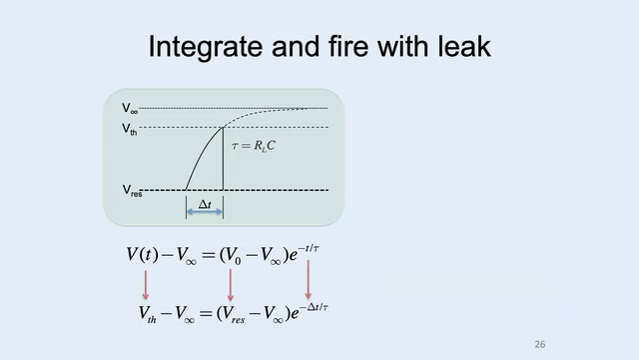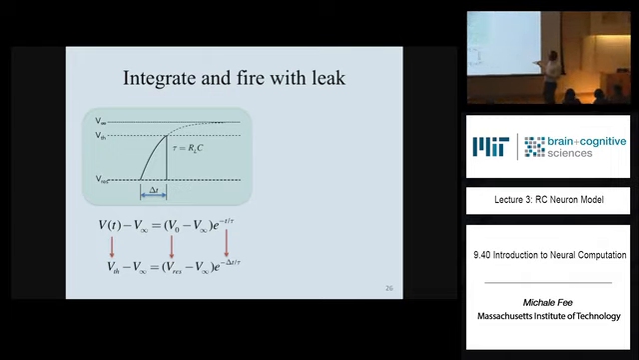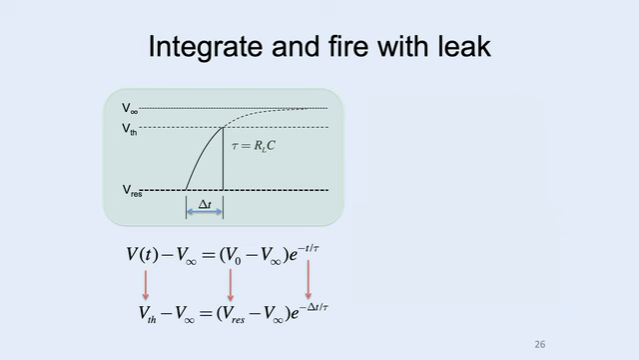So now we have V threshold minus V infinity equals V reset minus V infinity times e to the minus delta t over tau. Does that make sense? Everyone see what I just did? We're just calculating this time that it takes the neuron to relax exponentially from V reset to V threshold. Okay? We know all these quantities, so we just stick them into this equation. And what do we solve for?